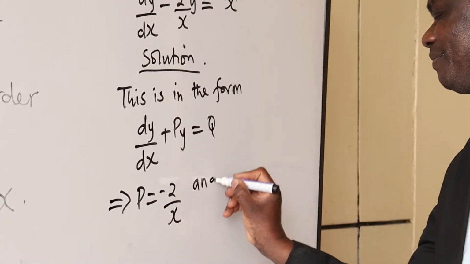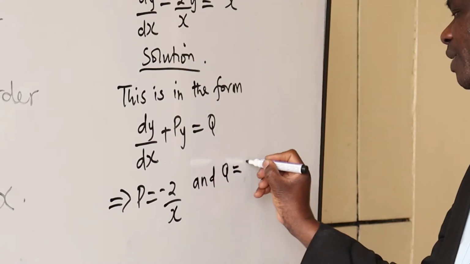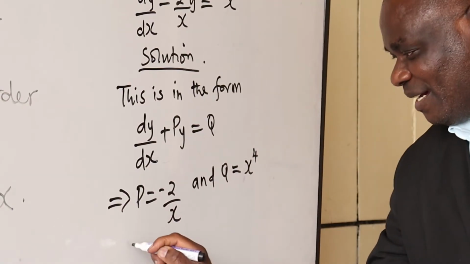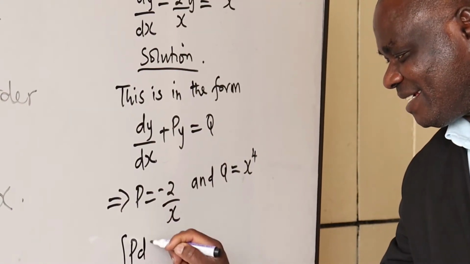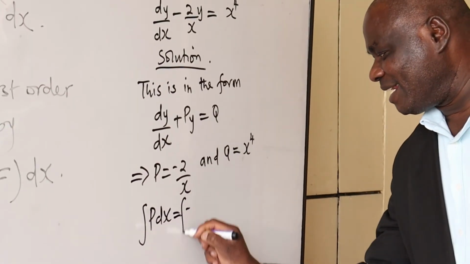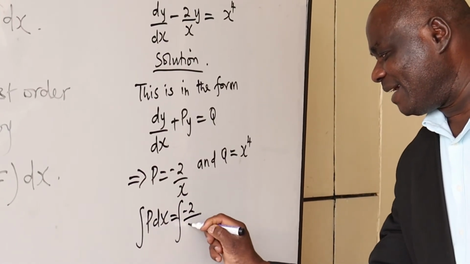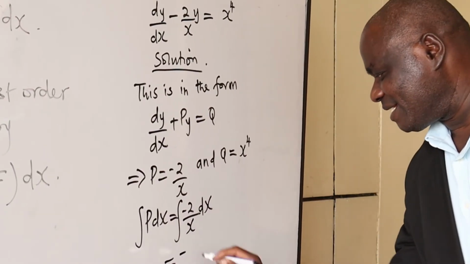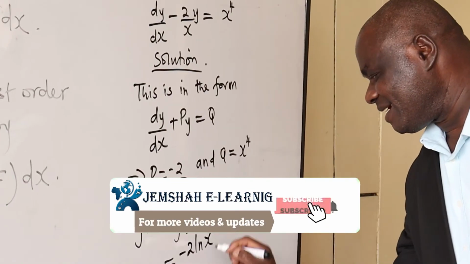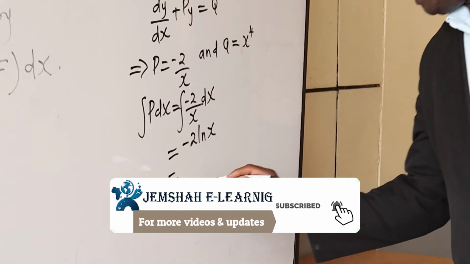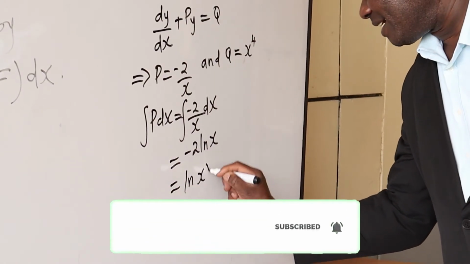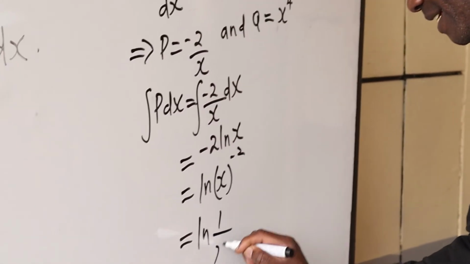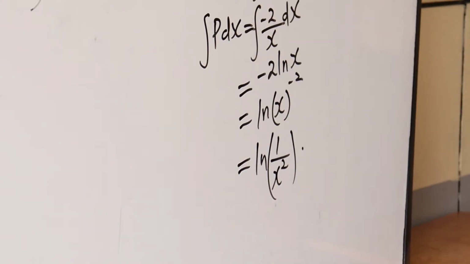And q is equal to x to the power 4. We need the integral of p dx. Integral of p dx will be the integral of minus 2 all over x dx, which will be equal to minus 2 ln of x, which is equal to ln of x raised to power minus 2, which is equal to ln of 1 all over x squared.